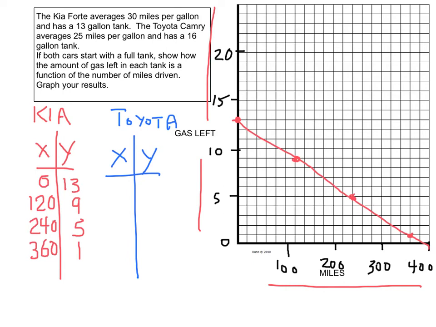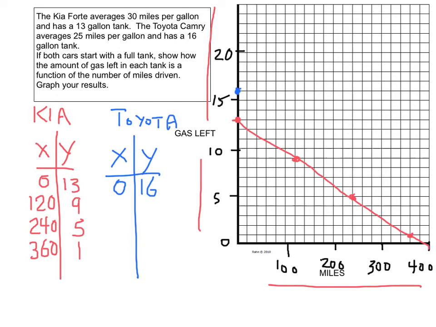Okay, so now let's graph for the Toyota. Again, we'll start with 0 miles traveled. How many gallons in the tank? That's right, 16. So the point 0, 16 is right there. Okay, and so now I want to use multiples of 25 for X because that's the miles per gallon the Toyota gets, right? 25 miles a gallon.